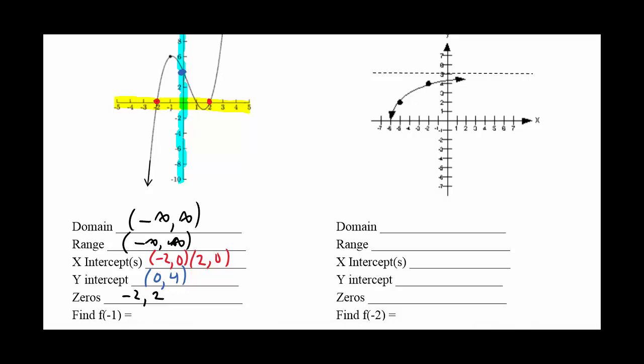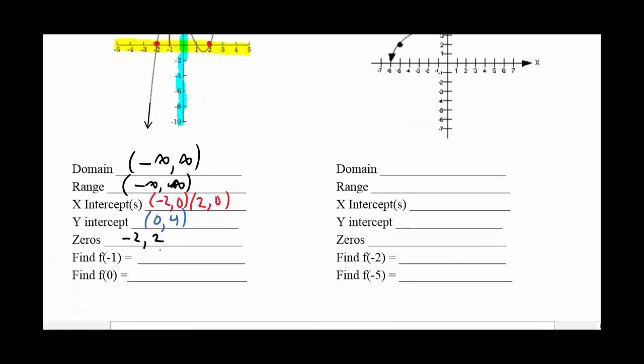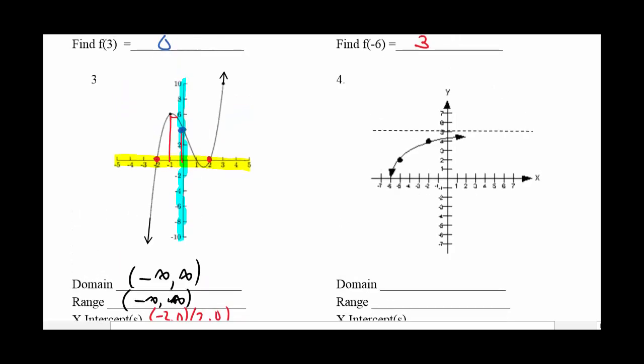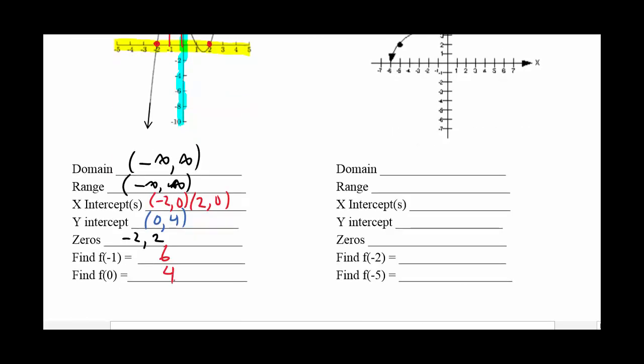And then we want f of -1, so come over there. Looks like it's got a y value of 6. And then I want f of 0. F of 0, it goes up there, and I kind of have it covered up there, but it crosses at 4. So that's that value.